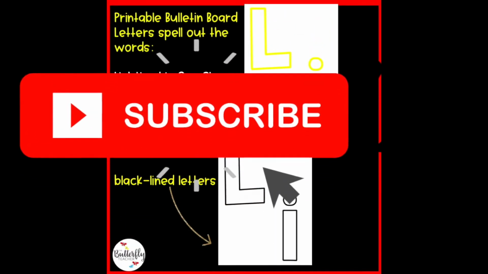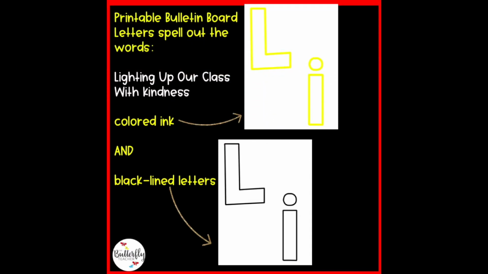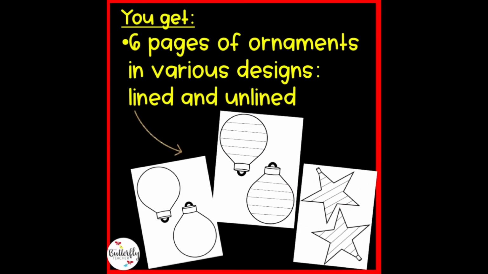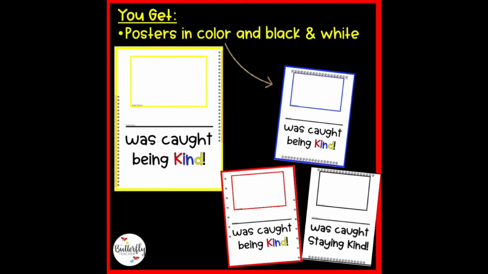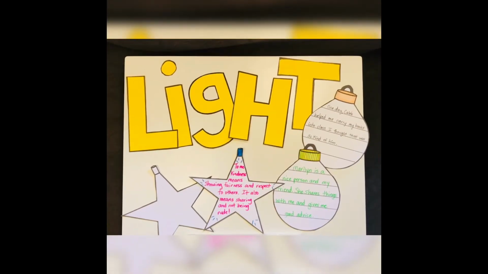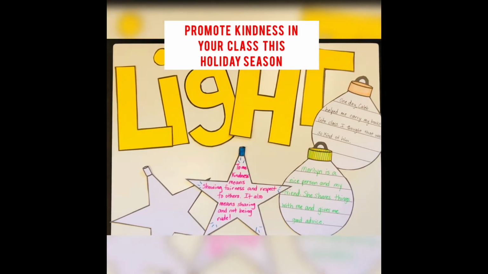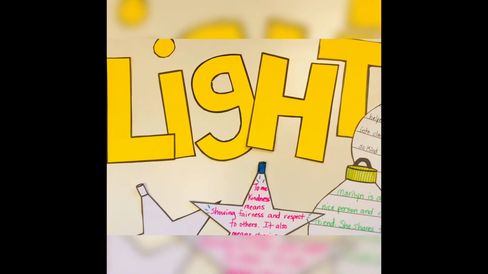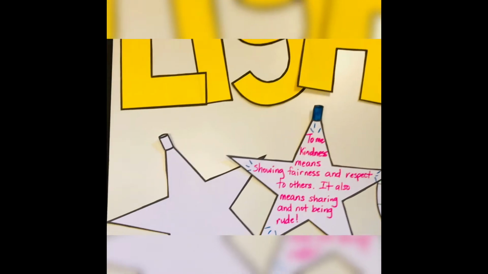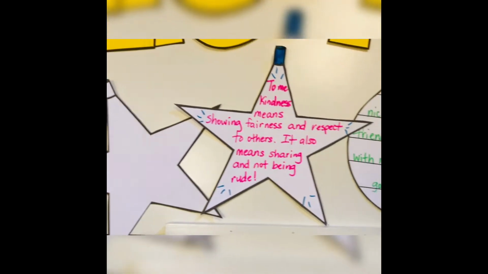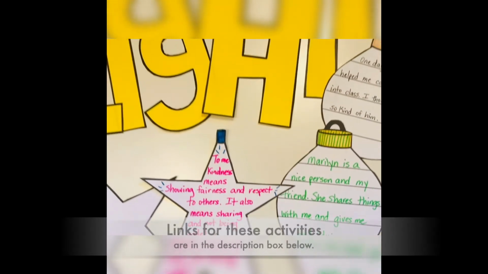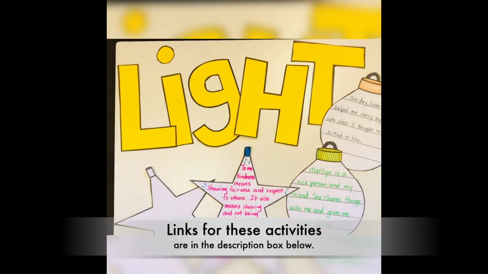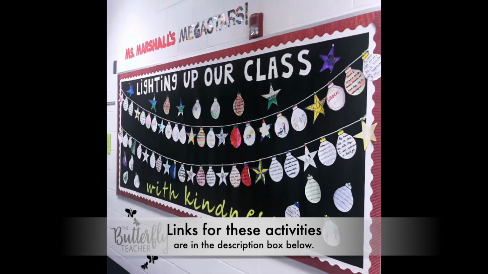You will put the letters and the ornaments on your bulletin board with any other pictures, like a student showing an act of kindness, or Elijah was caught being kind, and decorate this bulletin board to look like a bunch of lights and ornaments, but it's promoting kindness in your classroom, which has been a game changer for me as a teacher over the years. This is why I always incorporate something like this in my holiday activities.